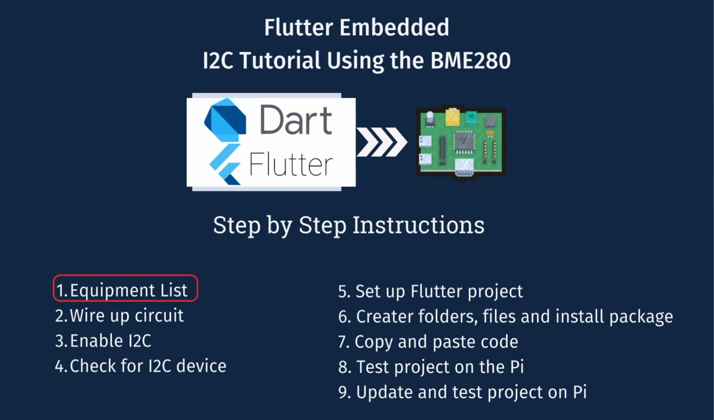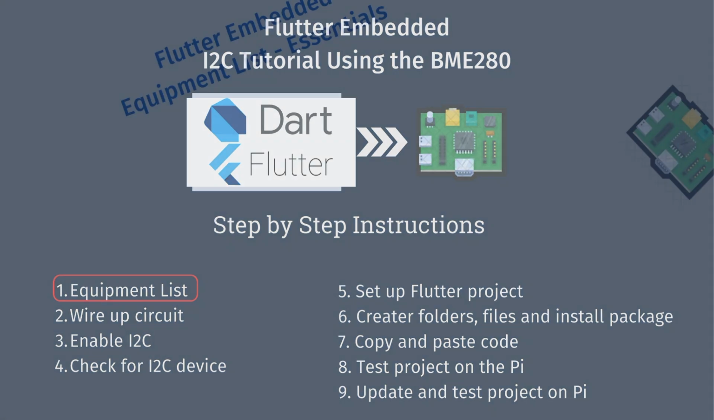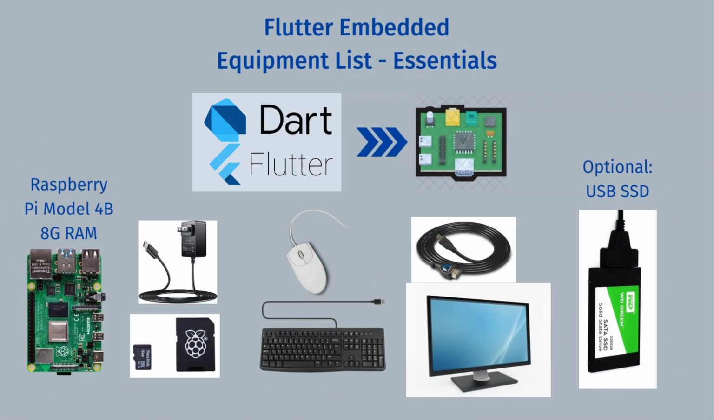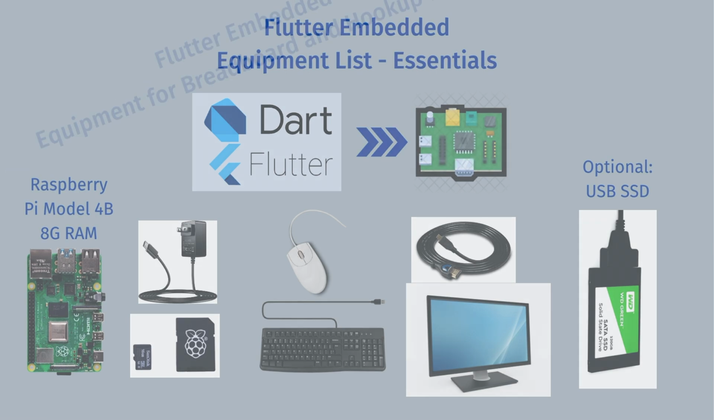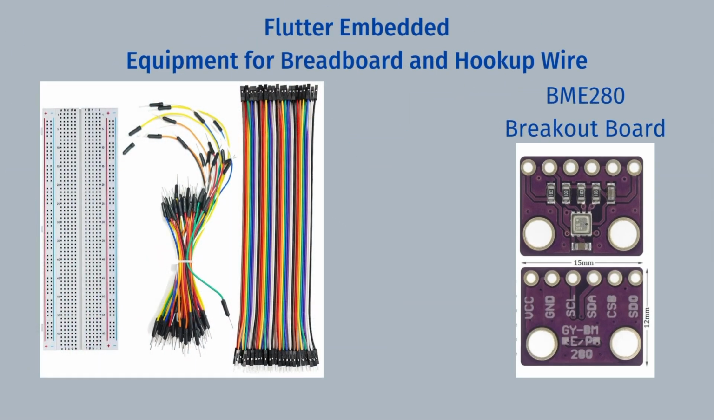About 9 basic steps. Let's go over the equipment list, what you're going to need for your development system. This is what I use. The main thing is 8 gig of RAM. I use SSD. This is for development. It'll run on the Pis with less memory, but you're going to need a breadboard, some wire, and a breakout board. I will put a link in the description of what I use.